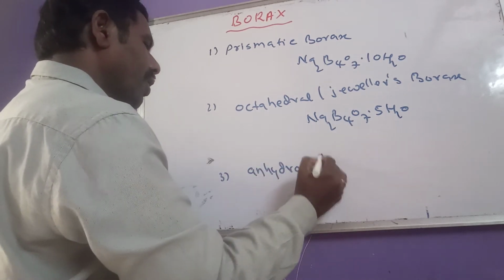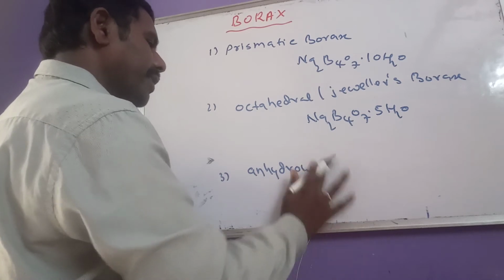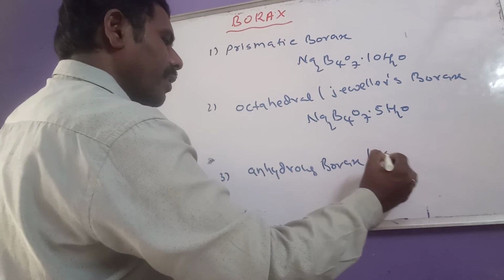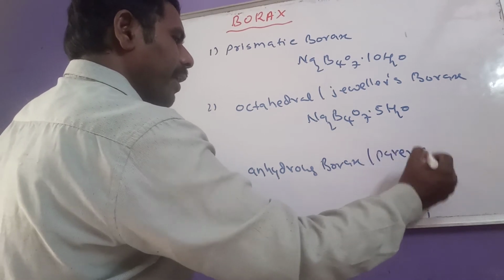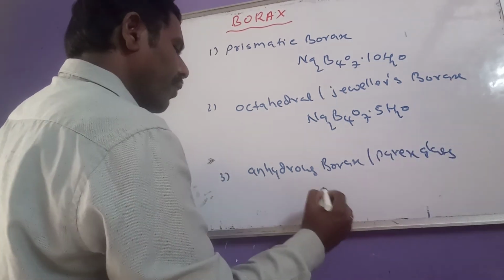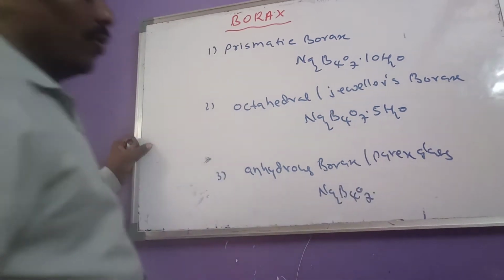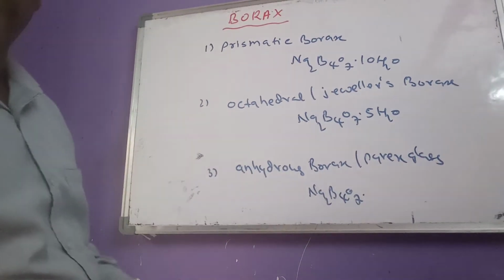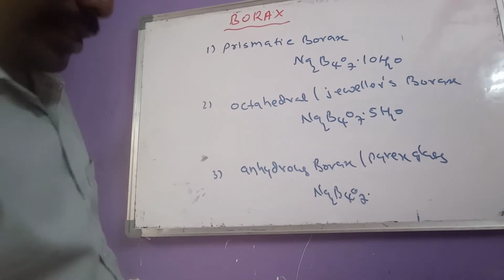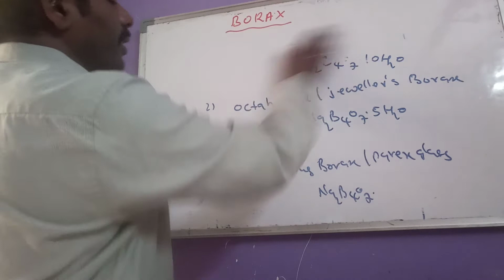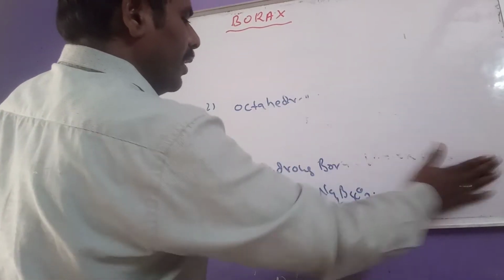And the third one is anhydrous borax, also called pyrex glass. Its formula is Na2B4O7. No water is there, so it is known as anhydrous borax. So like that, three crystalline forms of borax are available in nature.